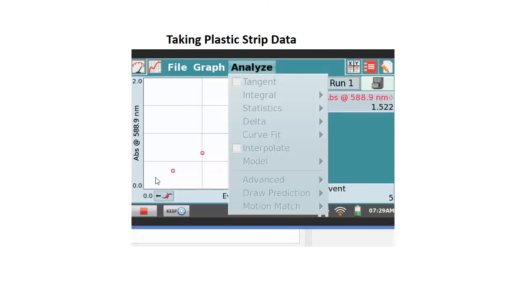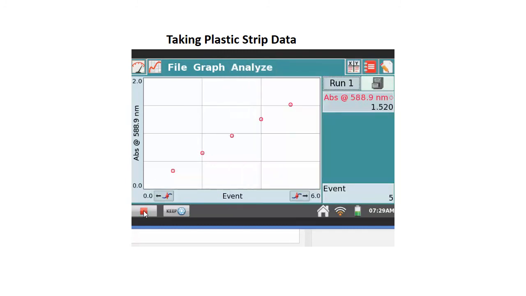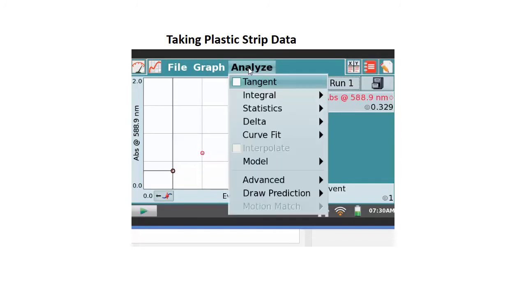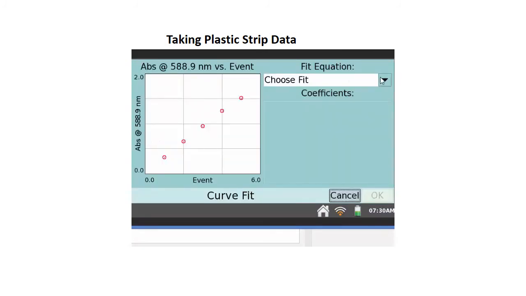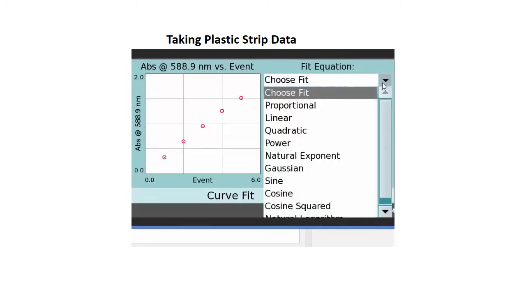Oh, wait a minute, I'm sorry. We have to stop the run. The red button at the bottom, you need to stop the run. Looks like that. Now I want to analyze it. So I'm going to go to Curve Fit down here. Click on that. And my curve fit data is that absorbance value I got right there. It looks like this, and I think it looks like a straight line, so I'm going to click on linear.